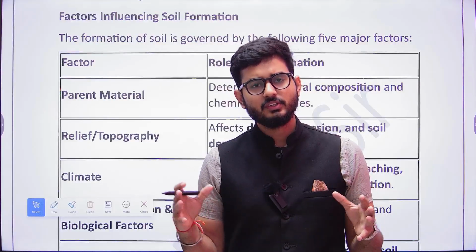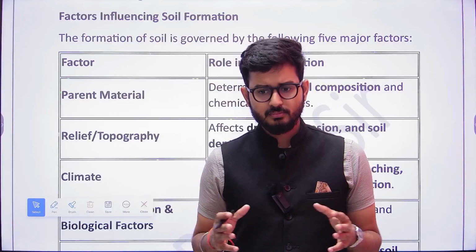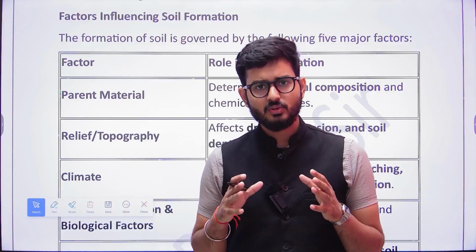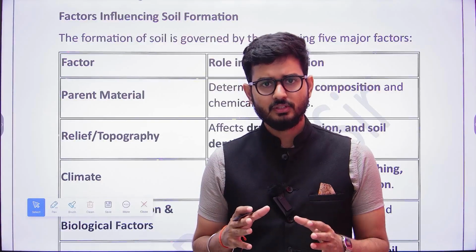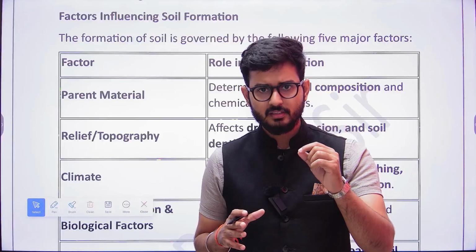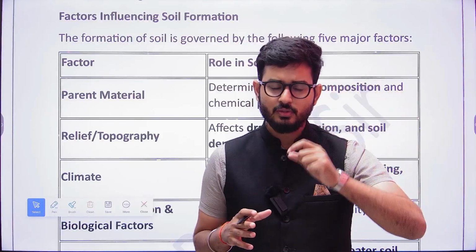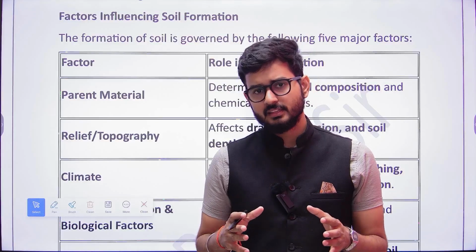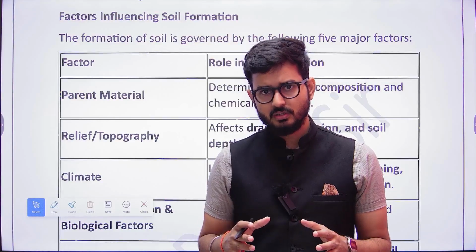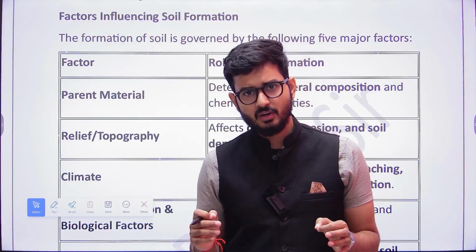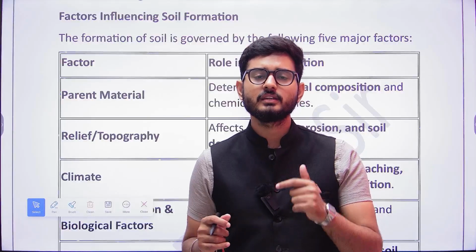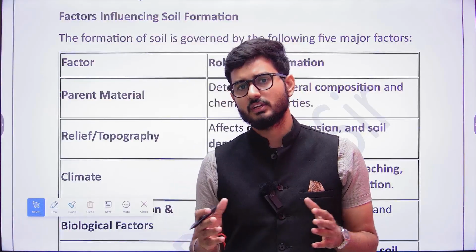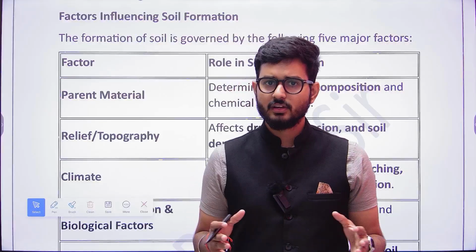Apart from that, when we talk of the parent material, let's assume the rock from which the disintegrated particles got weathered and led to the creation of soil. The composition of the parent material, that is the composition of the rock, the minerals that were in the rock, obviously that is going to be there in the soil also, because that soil was created with the disintegration of that rock, right? Because of the weathering of that rock.